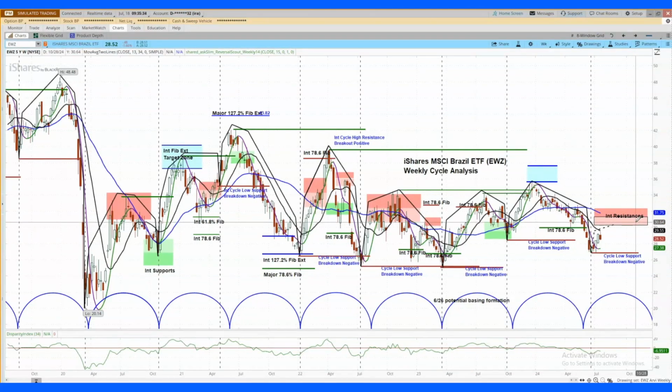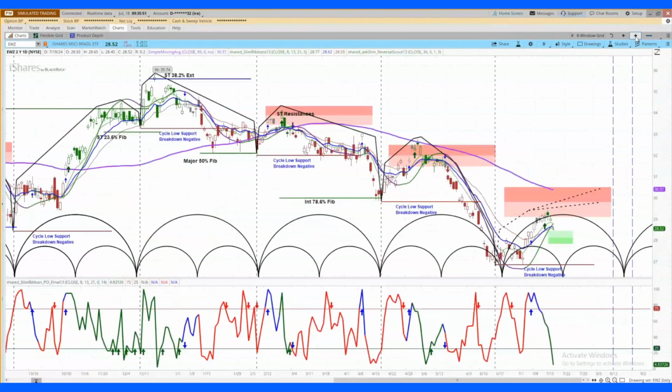Let's also talk about the momentum. We show momentum on our weekly charts with the reversal scout. That's this green and purple ribbon. Notice that after each cycle low, the reversal scout turns green. That helps us to confirm that intermediate low, and the reversal scout has recently turned green in this cycle as well. Now let's switch over to the daily chart.